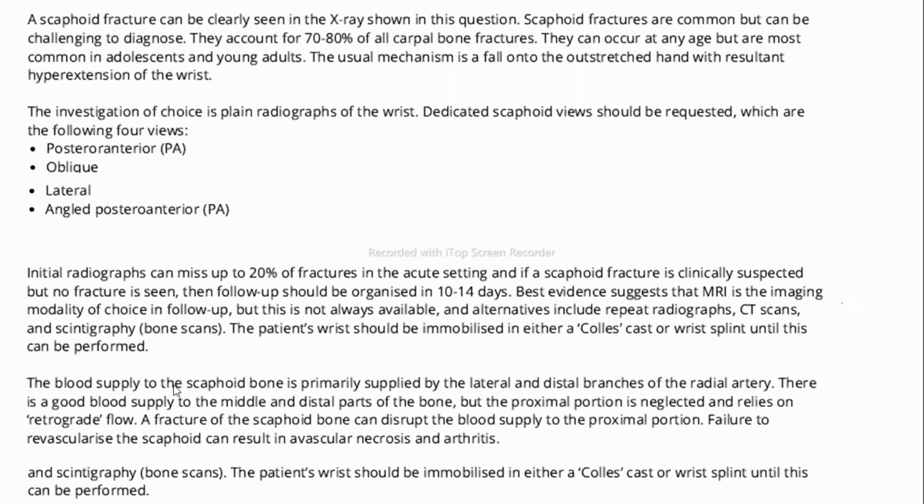The blood supply to the scaphoid bone is supplied by lateral and distal branches of which artery? Radial artery. So what is the most common complication here in scaphoid? Avascular necrosis. Why? Because it is supplied by the lateral and distal branches of the radial artery. Okay, excellent. So it's retrograde, not antegrade.